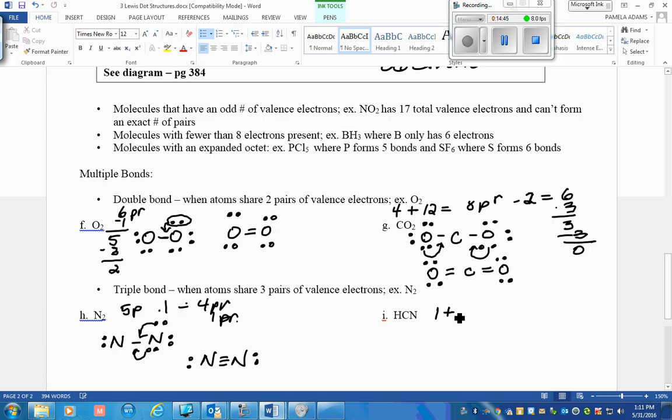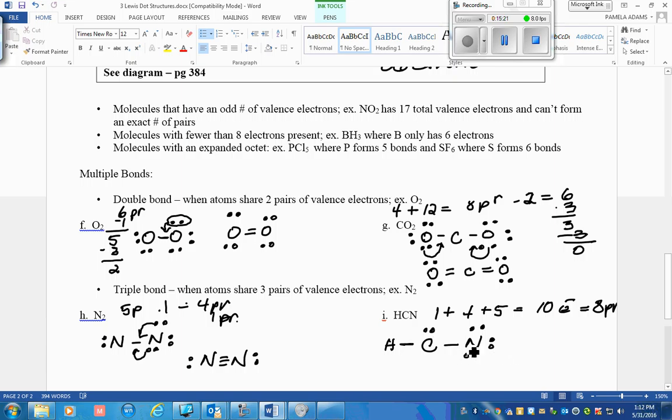HCN would have 1 from the hydrogen, 4 from the carbon, and 5 from the nitrogen for a total of 10 electrons, or 5 pair. Carbon would be in the middle. You will attach the hydrogen and be done. Hydrogen now has a duet. The nitrogen would be here. I've used 2 pair, so I have 3 pair left to satisfy the octet rule for nitrogen. 1, 2, 3.